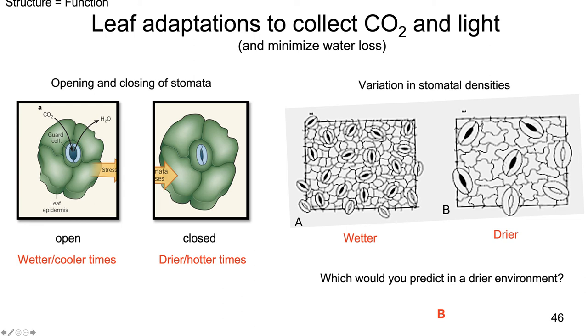And that's simply because light is not a limiting factor. Water is the limiting factor here. And so they want to limit or reduce water loss. Whereas in a wetter environment, water is not a limiting factor. You want to actually increase CO2 gain as much as possible, and it doesn't really matter if you're losing a lot of water. So the more holes you can have to collect CO2 and increase photosynthesis, the better.